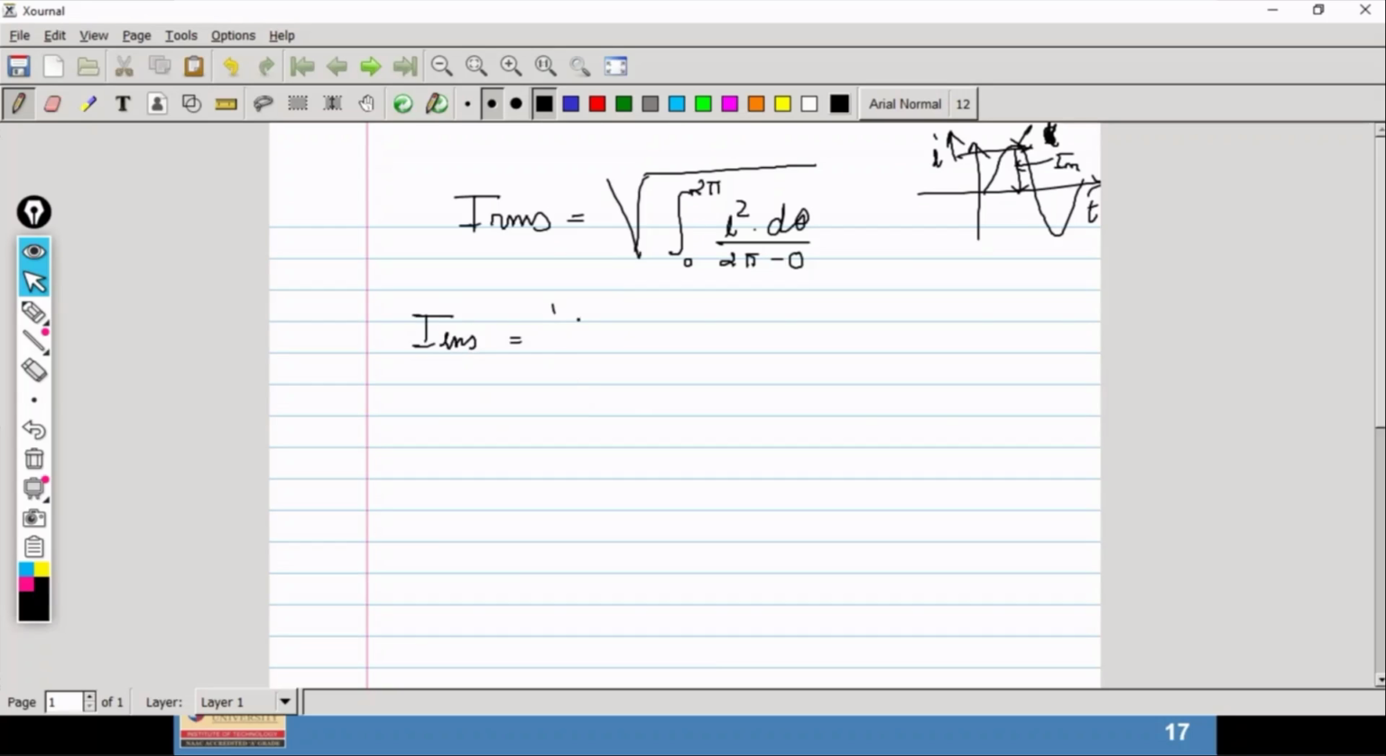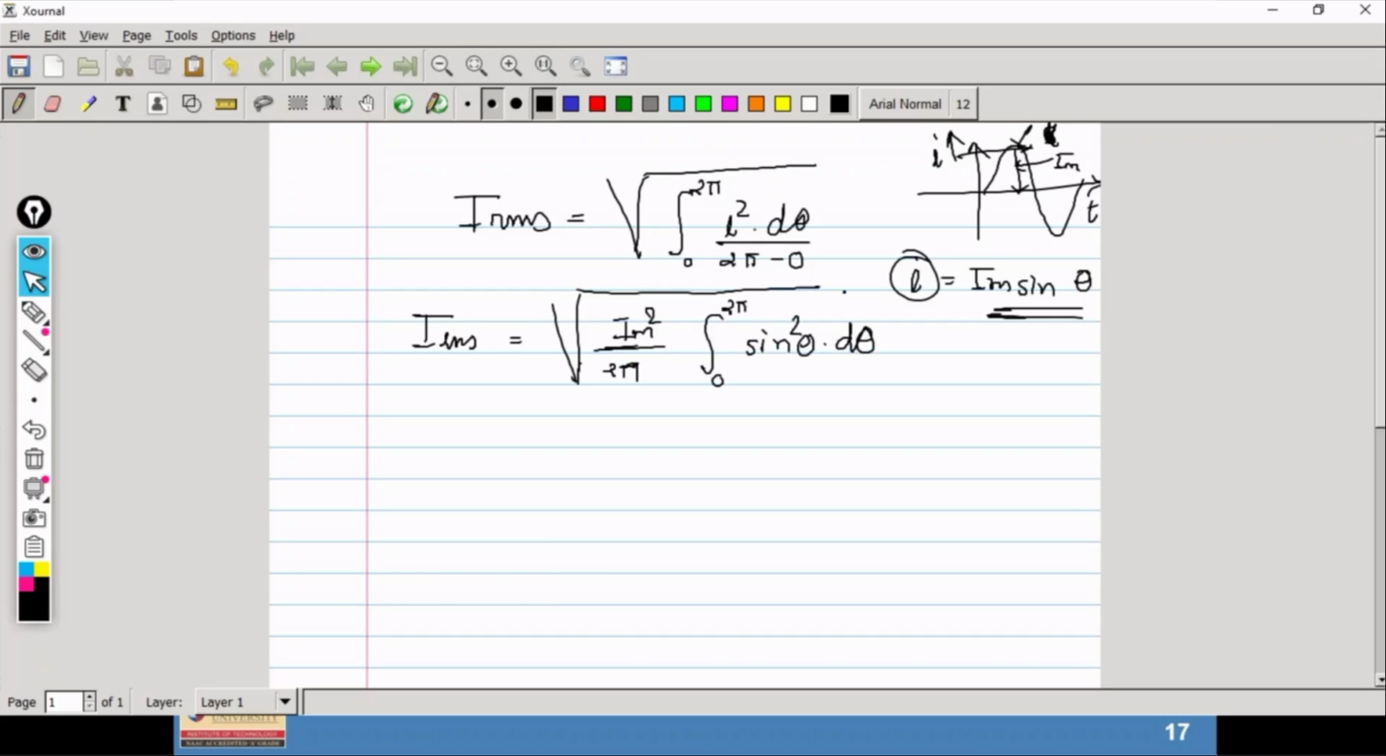IRMS is equal to the square root of, so here 1 upon 2 pi is the constant value, and if we replace i equals Im sin omega t, or sin theta also. Fine. So if we replace this value of i, then here we can write Im square. Im square is also common, and integrating from 0 to 2 pi sin square theta into d theta. Agreed?